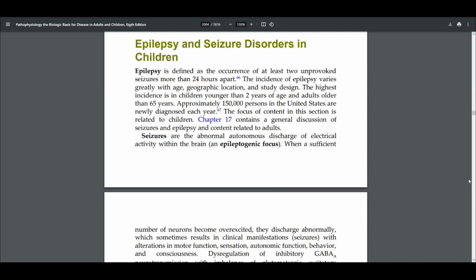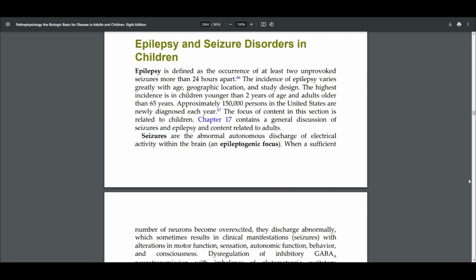Roughly 1,500 persons in the US are newly diagnosed each year. The focus of content in this section is related to children. Chapter 17 already discussed the seizures in epilepsy.